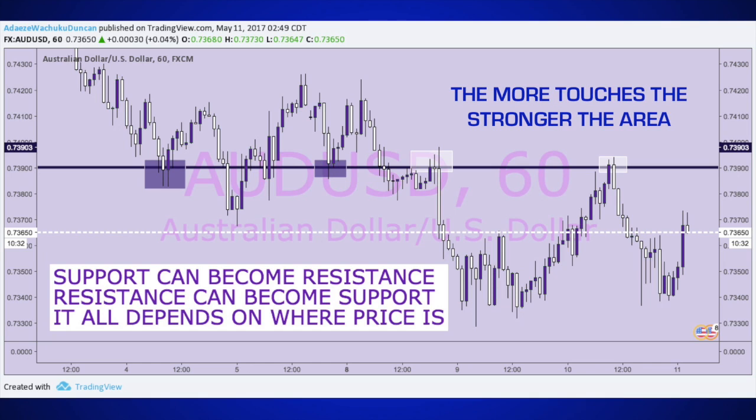So now you can see how that same area, that same region that we called support can become resistance. You see how it's been touched multiple times. You've got support here and you've got resistance over there. The more touches, the stronger the line. So what do I actually mean when I say the stronger the line? I'm going to give you an example of what I mean.